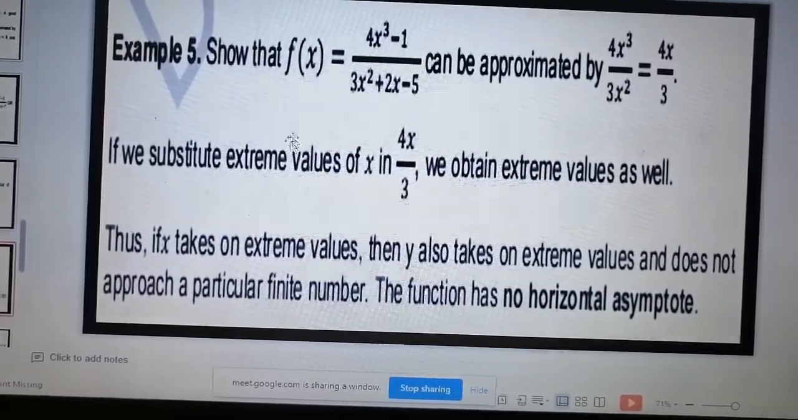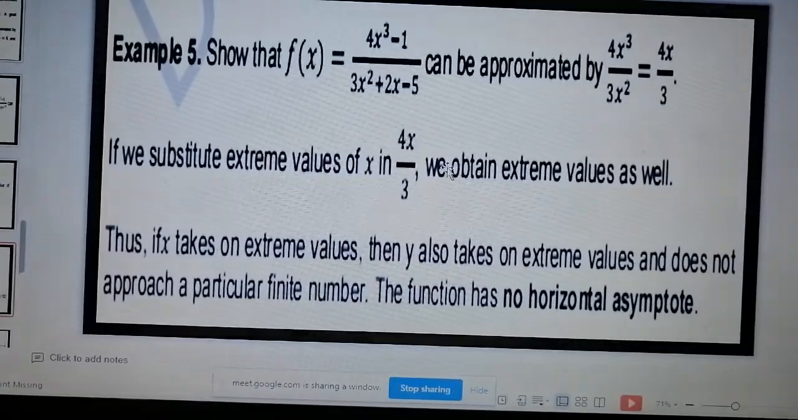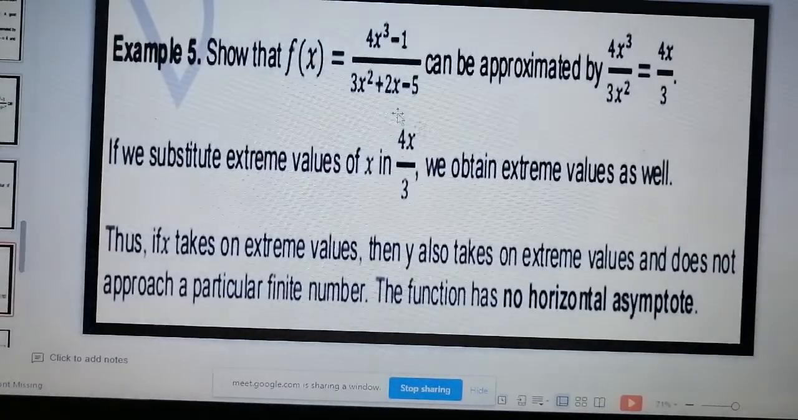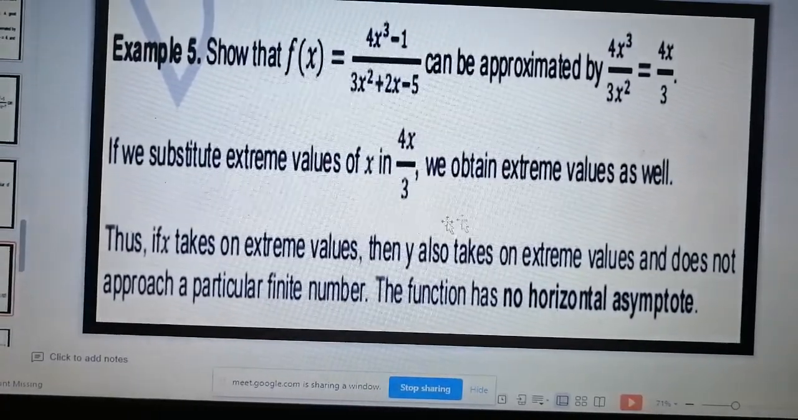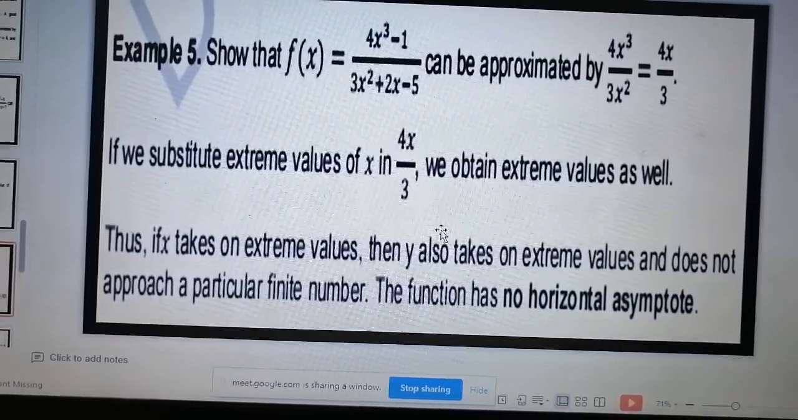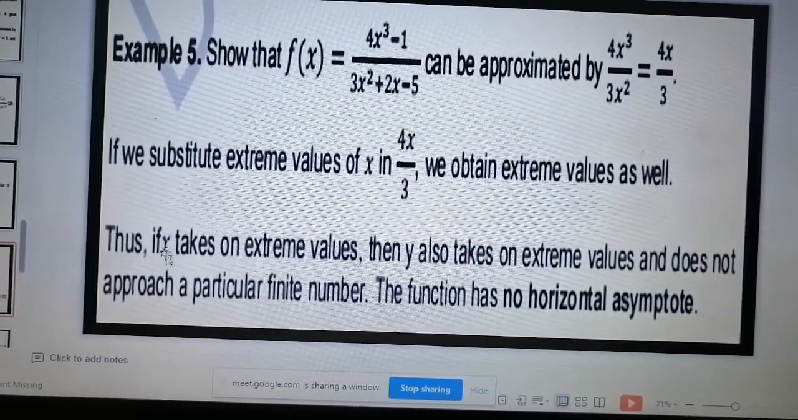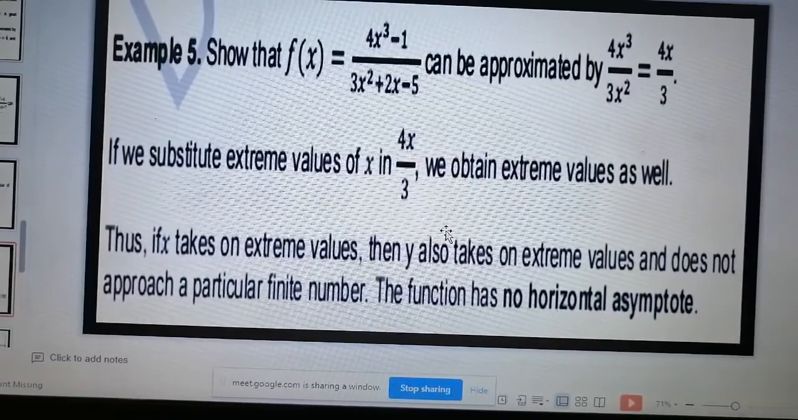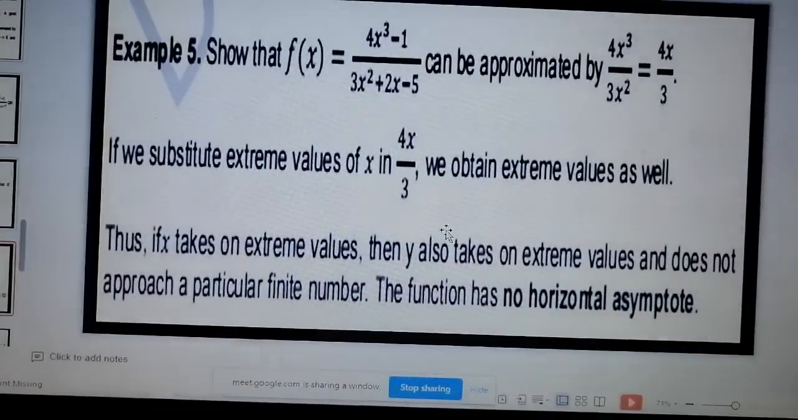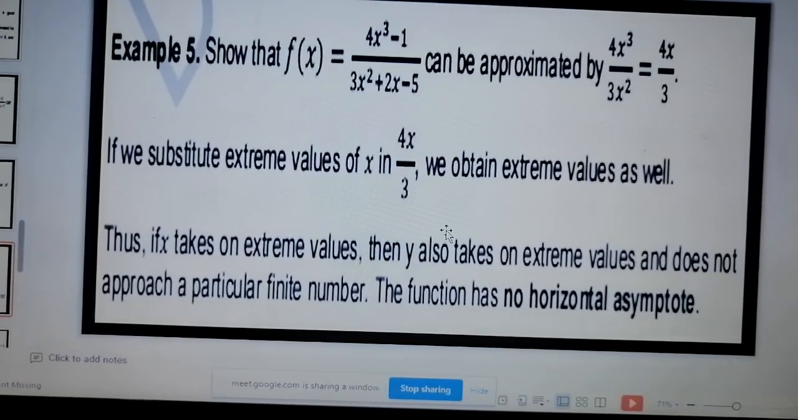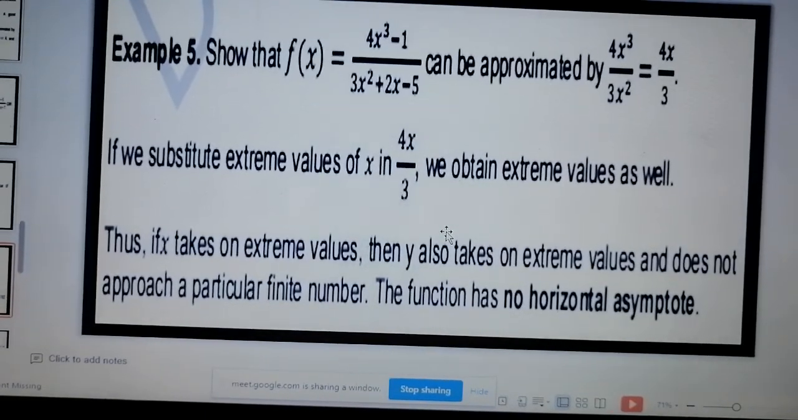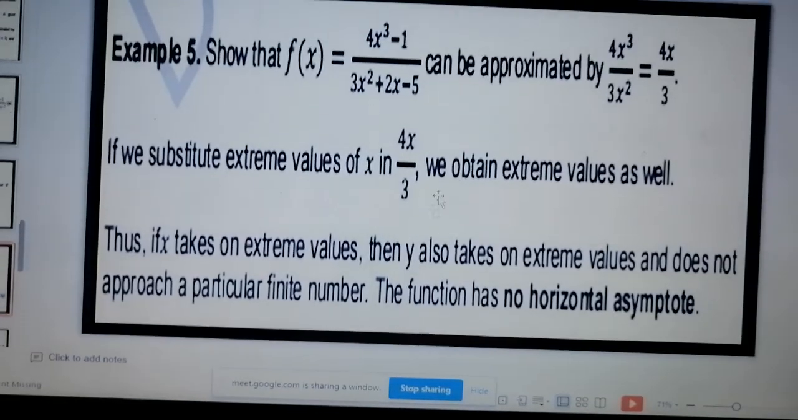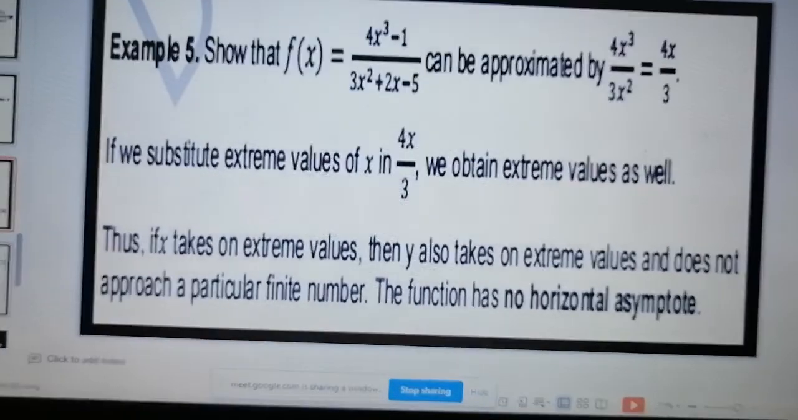So, pag ganito anak, ang tawag dyan, hindi siya no horizontal asymptotes. Why? Bakit? Okay, may variable kasi yung isa. So, hindi siya horizontal asymptotes. Okay? Madali lang yan. Huwag lang kayo malilito, madali lang naman.